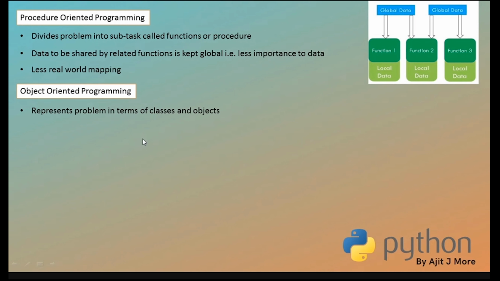Means the data is global only to those related functions. It is not accessible to the other group of functions. Okay. So here you can say in a class, there is encapsulation of related functions and the data which is to be shared between them. And then it will act as a template or as a data type. And then you create a copy of it, and those copies are called objects.